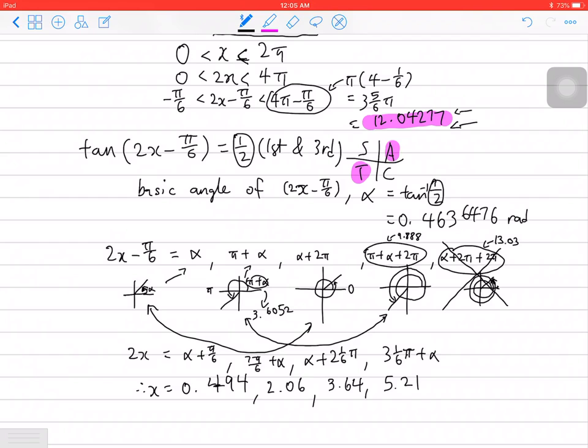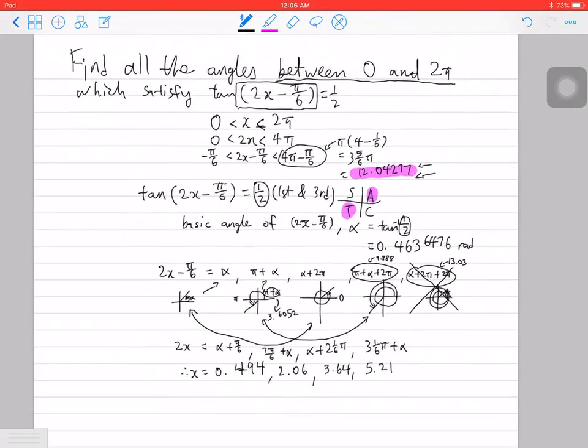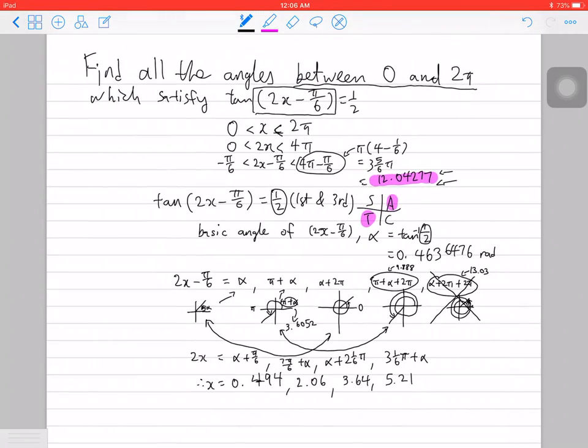That's how we solve trigo equations based on the concept of ASTC and the new range. So hopefully you can read through or watch this video and understand the concept in solving. And if after watching for the first round you don't understand, please kindly rewatch the video.